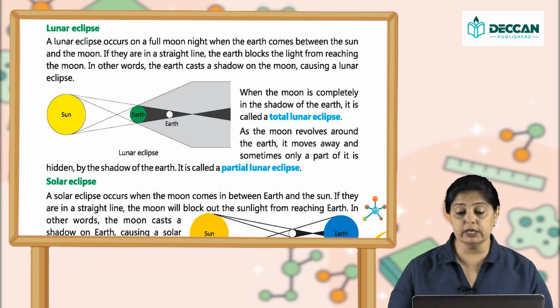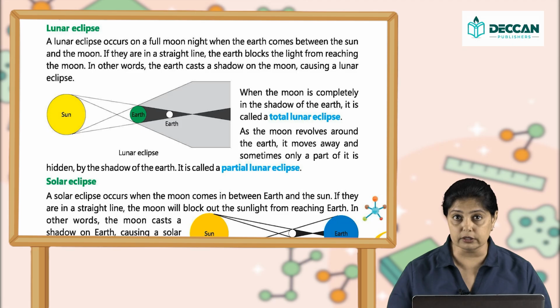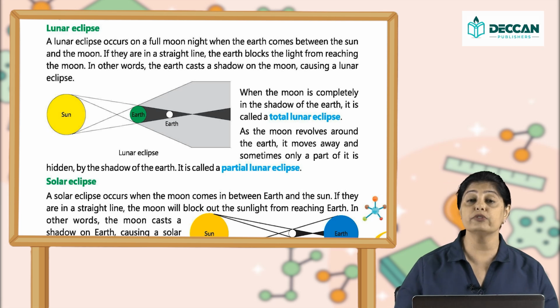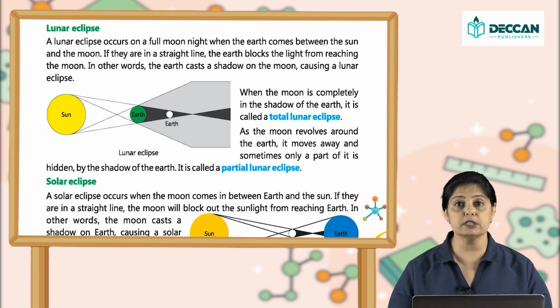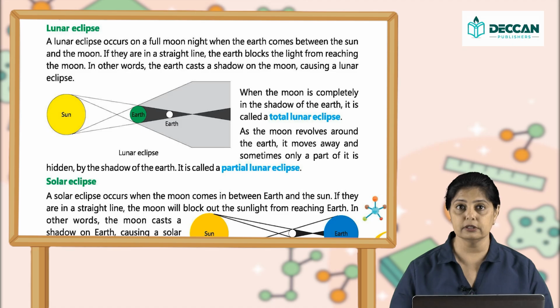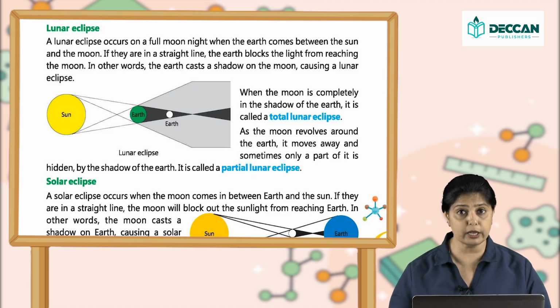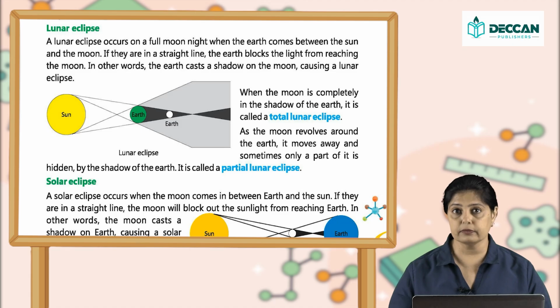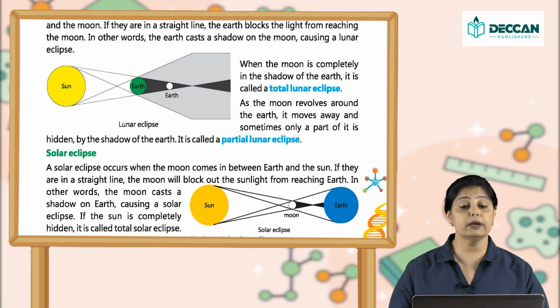Now, when the moon is completely in the shadow of the earth, it is called a total lunar eclipse. As the moon revolves around the earth, it moves away, and sometimes only a part of it is hidden by the shadow of the earth, and it is known as a partial lunar eclipse. So, there are two types of lunar eclipse: one when the moon is completely in the shadow of the earth, so it is completely covered, that is total lunar, and when it is partially covered, it is known as partial lunar eclipse. Now, this next one is the solar eclipse.